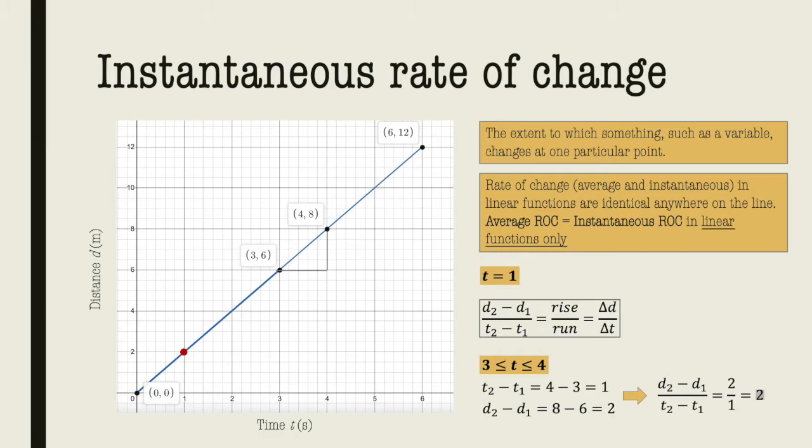As we can see, the gradient as well as the general rate of change of this function, that is the instantaneous and the average rates of change, are all equal to 2. Now, let us complicate things again, shall we? We have just looked at a linear function where both the average and instantaneous rates of change are identical everywhere on the line. However, that is not the case with nonlinear functions.